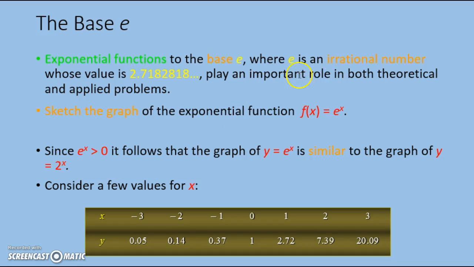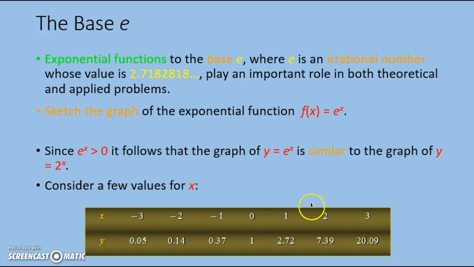But the base of e plays an important role in exponential functions and logarithmic functions, both theoretically and in applied mathematics. So we will see the base of e for exponential functions and logarithmic functions a lot, especially when we get to calculus. So let's talk about the graph of the natural exponential function f of x equals e to the x. e to the x is positive, just like we said. e is not quite a value of 3. So however 3 to the x behaves, e to the x is going to behave similarly.